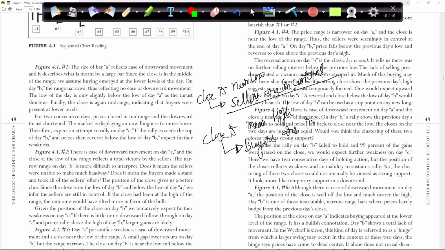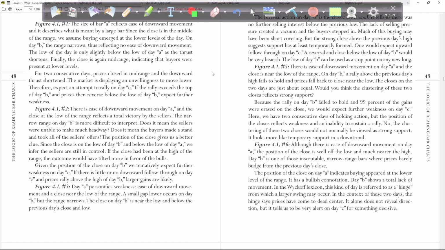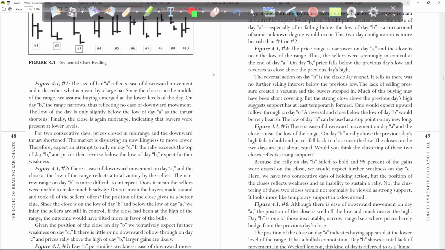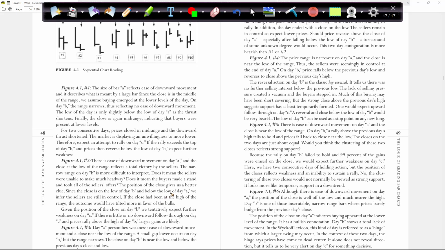Buyers are in control. Okay, now, if the close had been at the high of the range, the outcome would have tilted more in favor of the bulls. Okay.